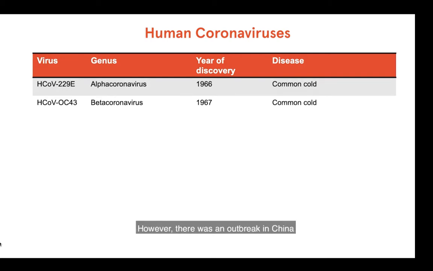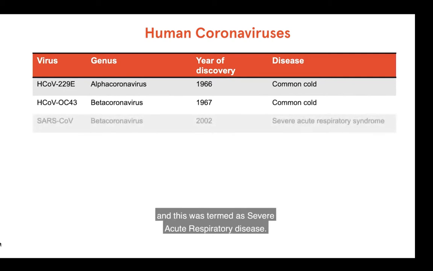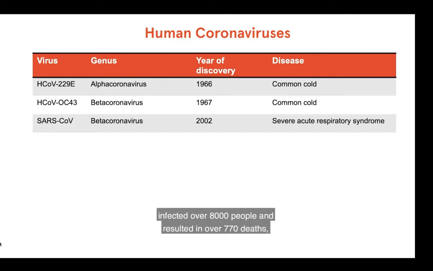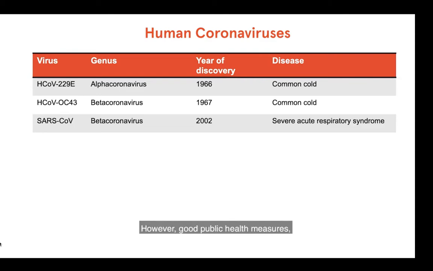However, there was an outbreak in China of unknown cause, with patients reporting an unusual pneumonia, and this was termed a severe acute respiratory disease. The virus responsible was then identified as a coronavirus, which was termed SARS coronavirus. This virus spread for approximately 1 year, infected over 8,000 people, and resulted in over 770 deaths, giving it a fatality rate of about 9%. However, good public health measures meant that the outbreak was contained within a year.